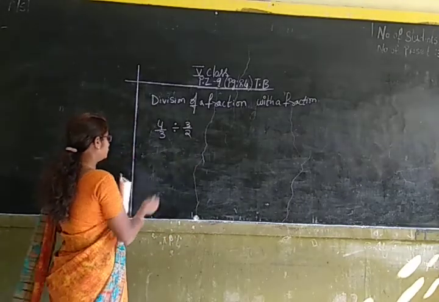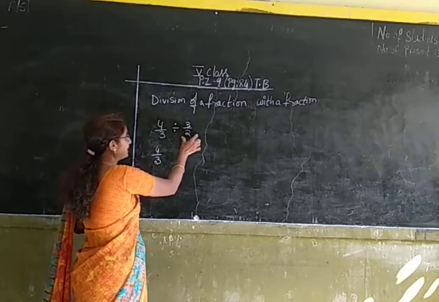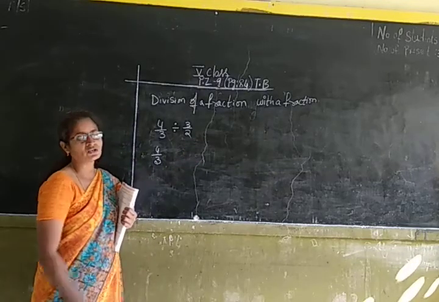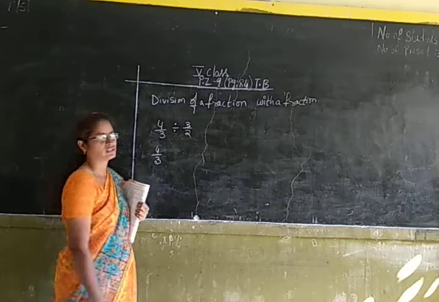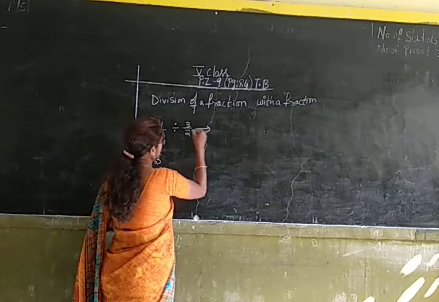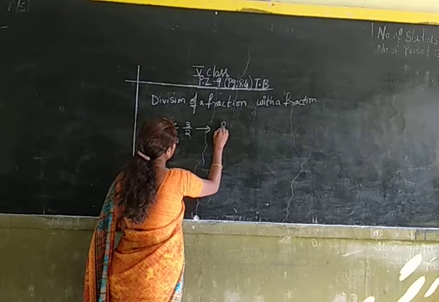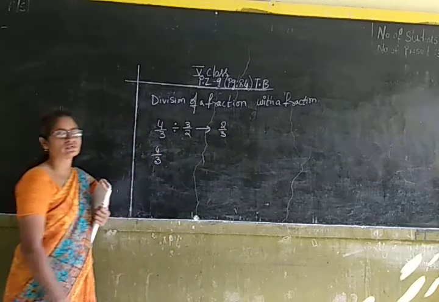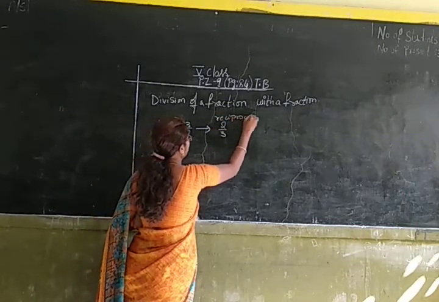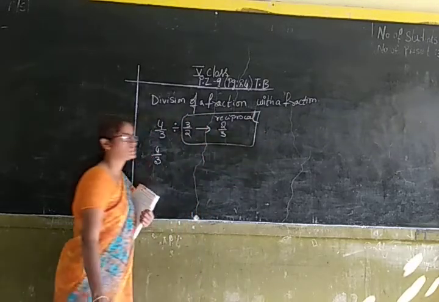So first you have to write down the reciprocal of the second fraction and then multiply it with the first fraction. Did you understand, children? First you have to write down the reciprocal of the second fraction. The reciprocal of 3 by 2 is 2 by 3. First I have written the reciprocal of 3 by 2.